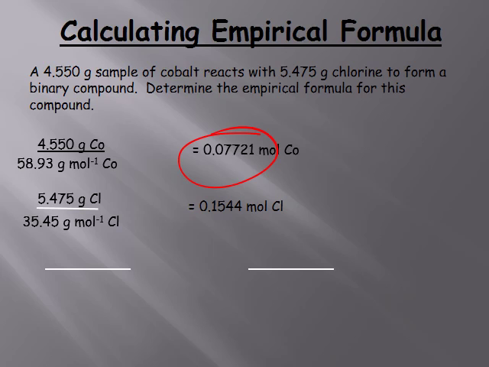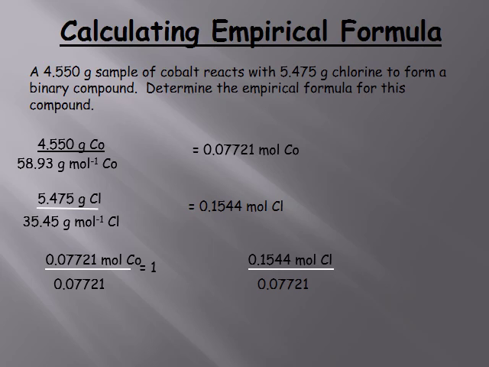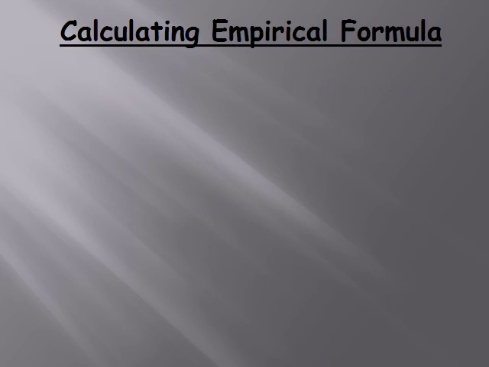And you can clearly see that this is the larger number, so you should be dividing by the smaller number for the next step. So for cobalt, it'll be 0.077 divided by 0.077 to give 1 atom of cobalt, and 0.154 divided by 0.077 to give 2 atoms of chlorine. So the empirical formula will be cobalt dichloride. Cobalt chloride's formula, cobalt chloride. There we go. Okay, next one.